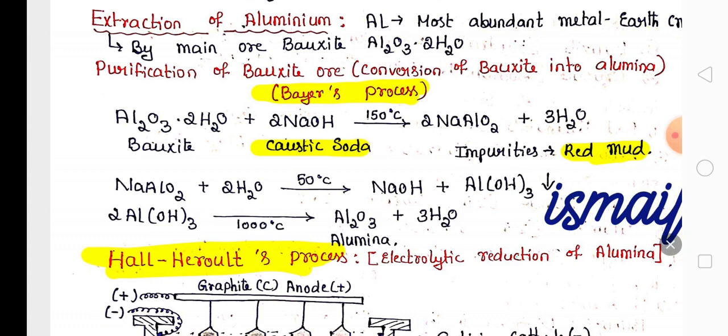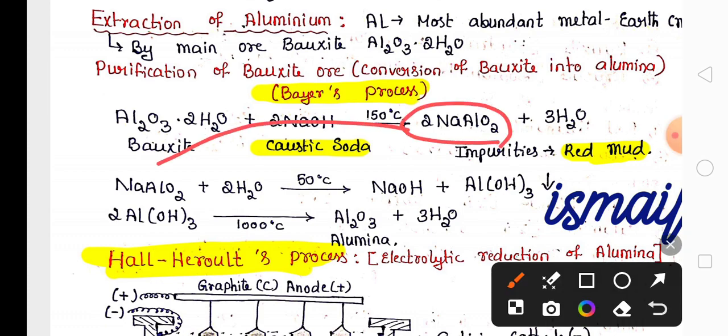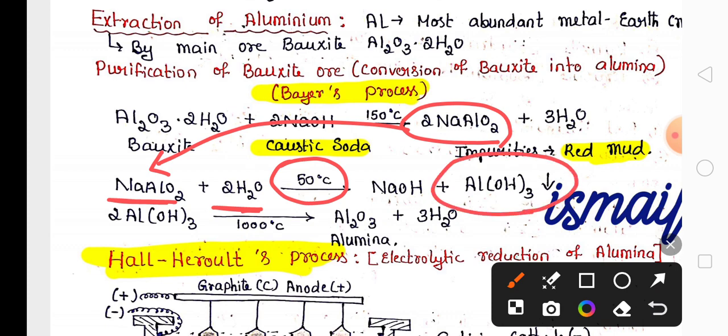Now in the second step, this sodium meta-aluminate we take to the second step where we are going to add water to reduce the temperature to 50 degrees Celsius, where this sodium aluminate is converted to a precipitate of aluminium hydroxide along with the formation of NaOH. This NaOH can be reused for another Bayer's process.